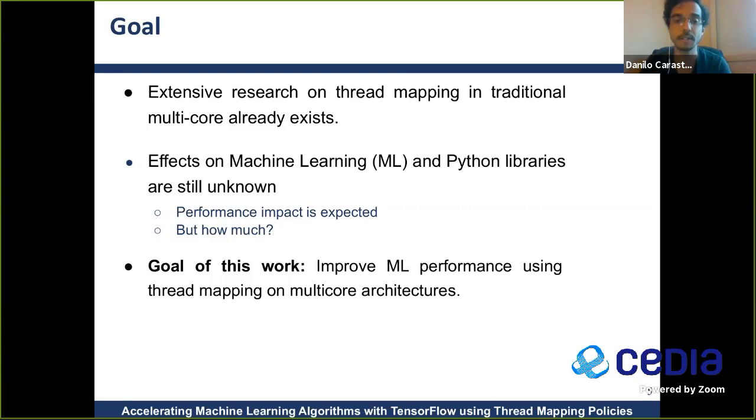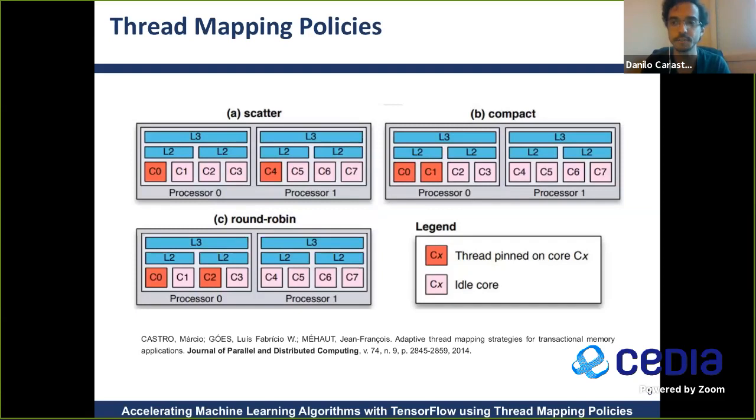In this work, we want to take the same approach of exploring different thread mappings, but take into account CPU parallel multi-threaded machine learning algorithms built on top of TensorFlow. Just to clarify the idea of thread mappings, here we have 3 examples of thread mapping policies, which dictate the logic of the assignment of threads to cores: the scatter, the compact, and the round robin policies, which are also the policies that we used during the experiments.